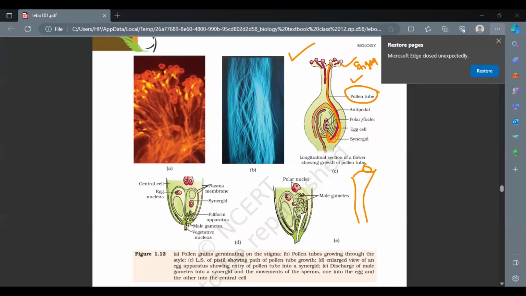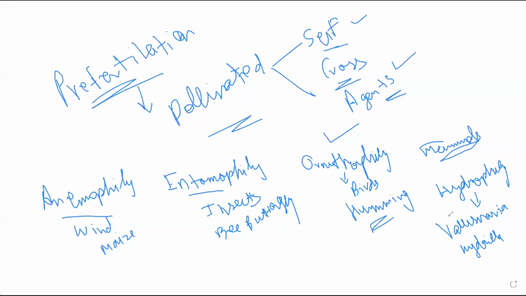So what is happening over here now? The pollen tube is growing, and this pollen tube grows once the pollen pistil interaction is done. Okay, now what happens next? If the pollen pistil interaction is done, the next step will obviously be that the male gametes will move into the pollen tubes, okay, and they are going to do the process of fertilization.